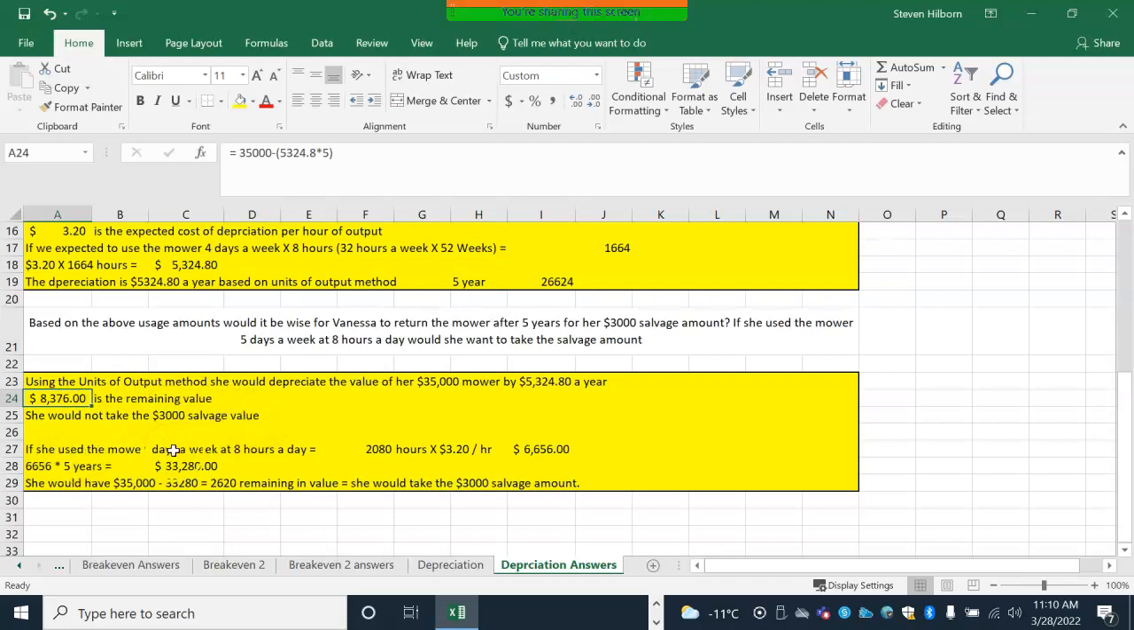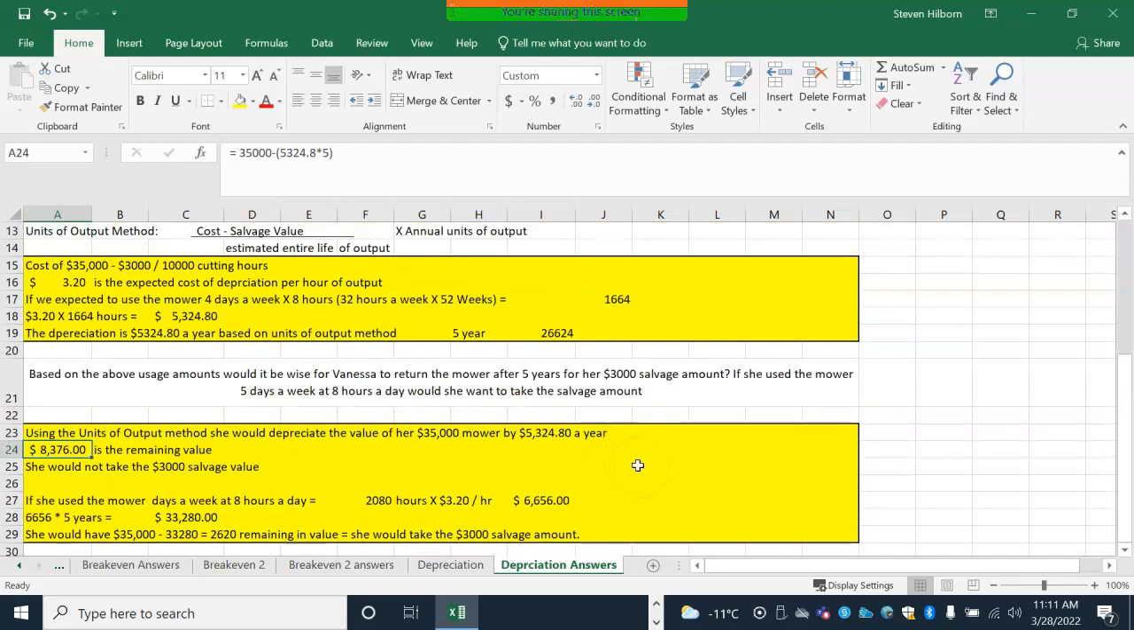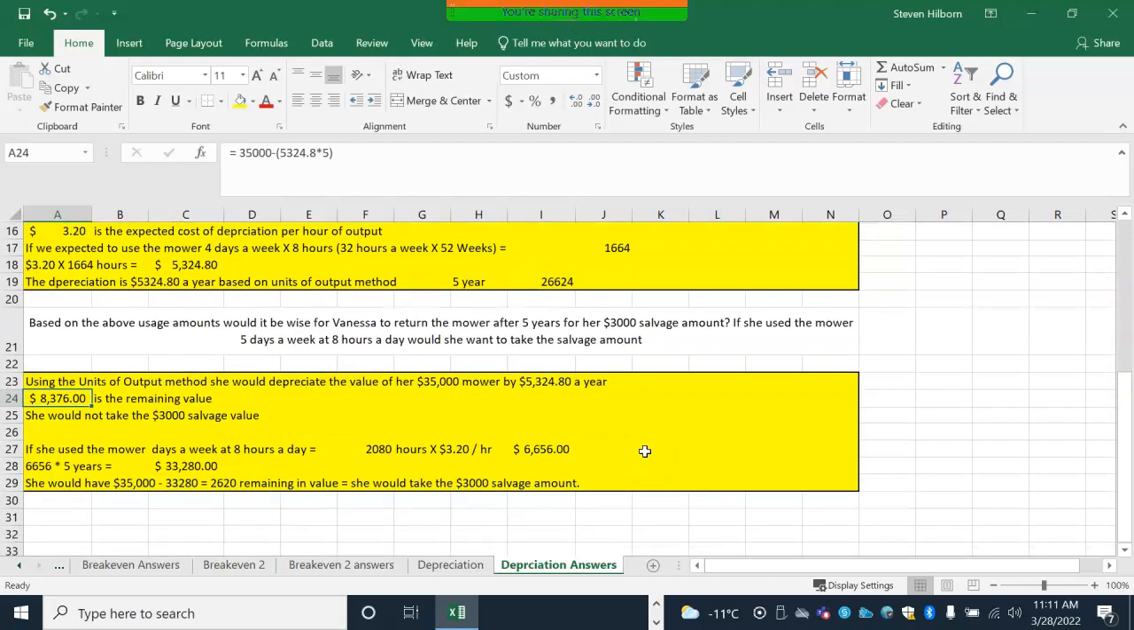Now, if she used the mower 8 hours a day, 5 days a week, then it would be a lot more hours, 20,000 hours, $6,656. And you multiply that over 5 years, it's 33,280. So if you would subtract that from our cost, we only have $2,620 remaining in value. Taking that $3,000 salvage amount would actually make sense. So you just see how the amount of output that you put into a certain piece of equipment will wear it down faster and depreciate the item faster.